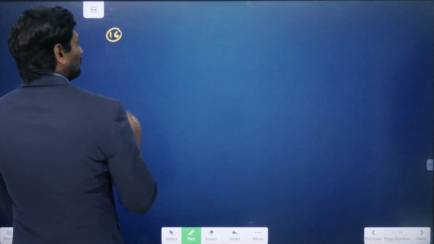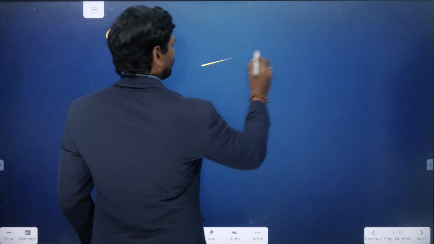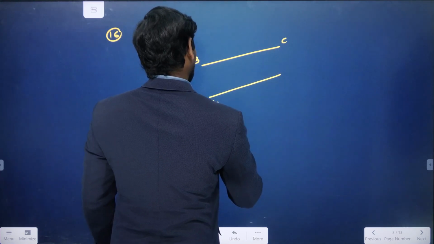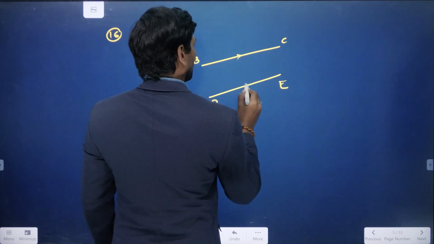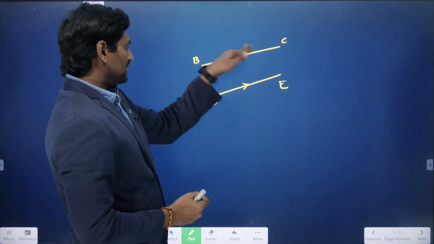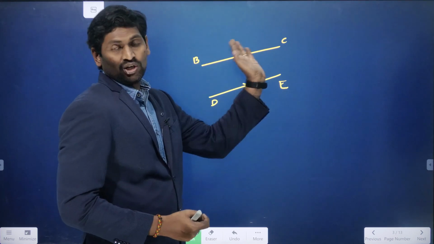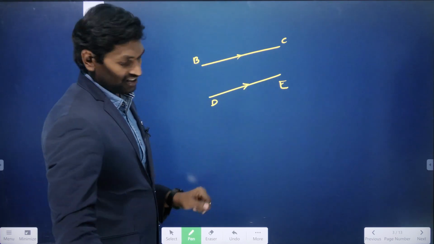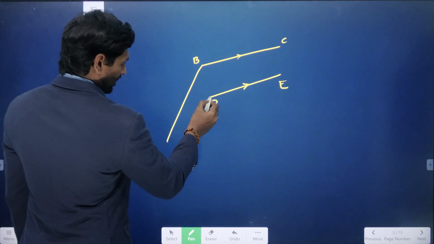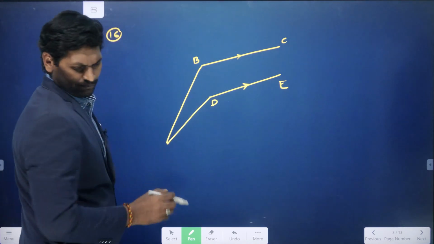The 16th problem is given. In the given figure, BC and DE are parallel. Let me draw the diagram here. BC and DE are two parallel lines. We can identify parallel lines through these arrow symbols. BC and DE have the same arrow symbols, so we can consider that these two are parallel. And both of them are connected like this at a point A.